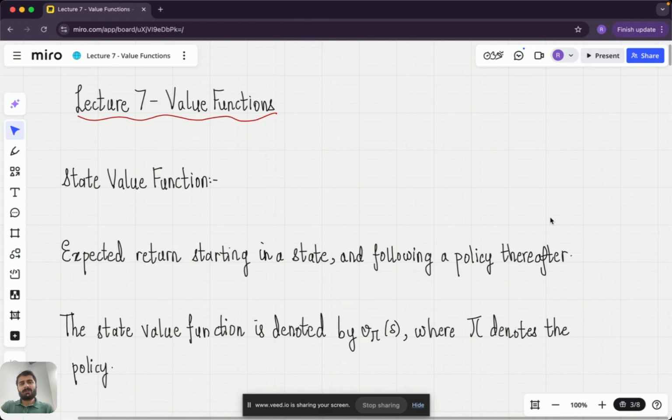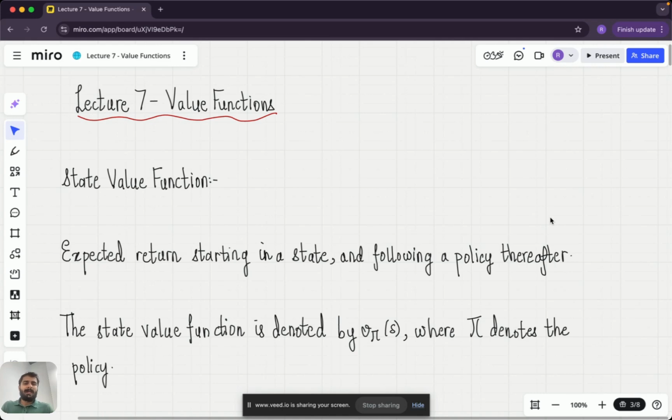In today's lecture, we will build upon the concept of Markov decision processes and we will discuss a very important concept which is called a value function. In my study of reinforcement learning, I have come to understand that the importance of understanding the concept of value function is at the heart of understanding all reinforcement learning type of problems.